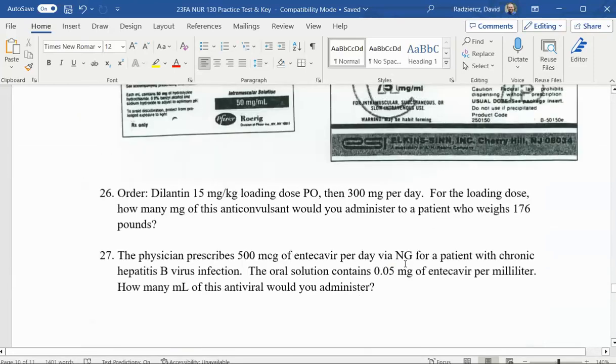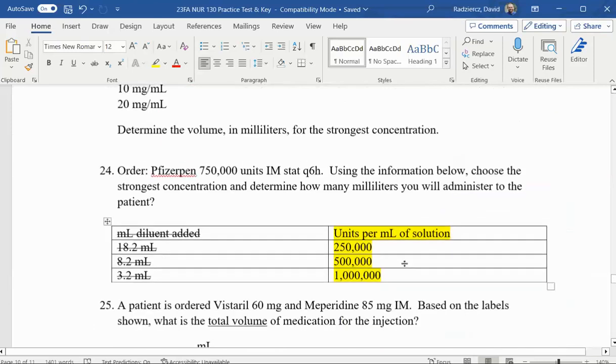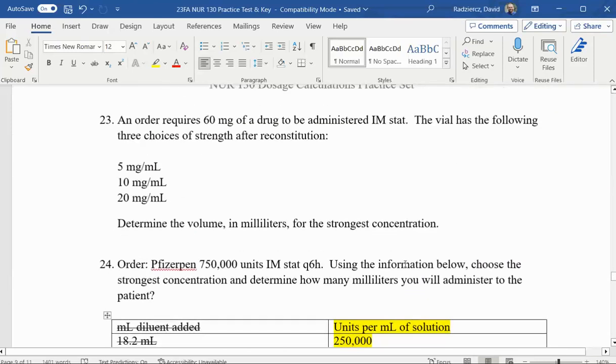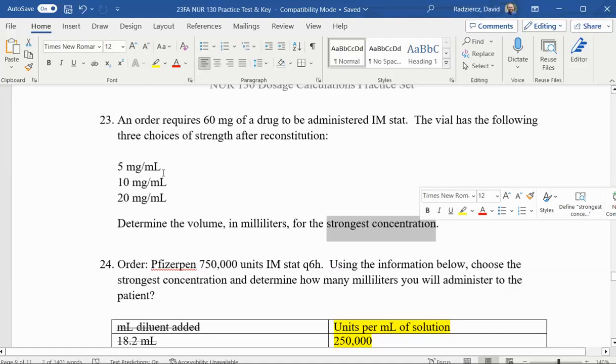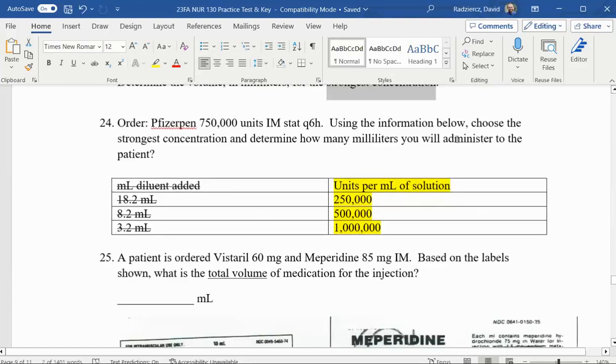The other reconstitution questions that you've seen, I think you saw them last semester, are going to look something like this. They're pretty straightforward now after seeing what I just showed you, which is a truer reconstitution question. The question I usually get asked is, well, there's 3 strengths here. What do I choose? That's why you got to read, right? It says choose the strongest concentration. So which one's strongest? 20. For this one it tells you to use also the strongest concentration.